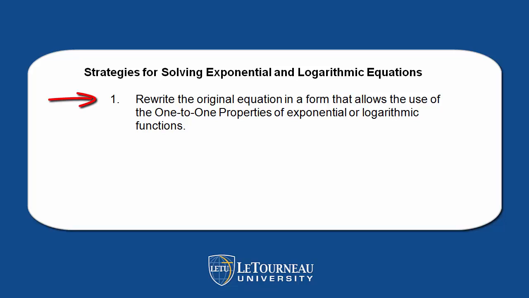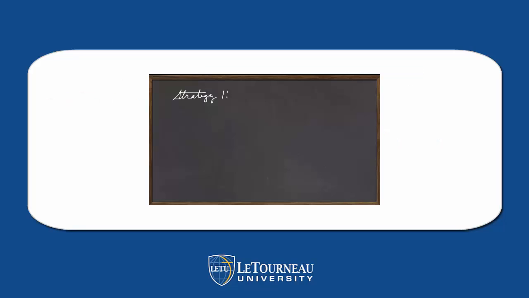First one is to rewrite the original expression and use the one-to-one properties. So let's do some examples. Strategy 1. 3 to the x equals 243 implies that 3 to the x equals 3 to the 5th, and therefore x is equal to 5. If a to the x equals a to the y, then x equals y. 1/2 to the x is 2 to the minus x equals 2 to the 5th, so by the one-to-one property, minus x equals 5, x equals minus 5.